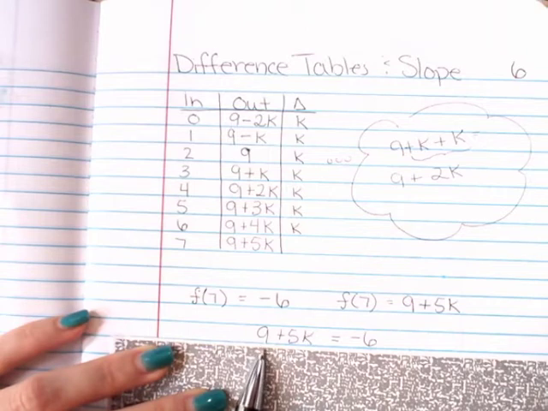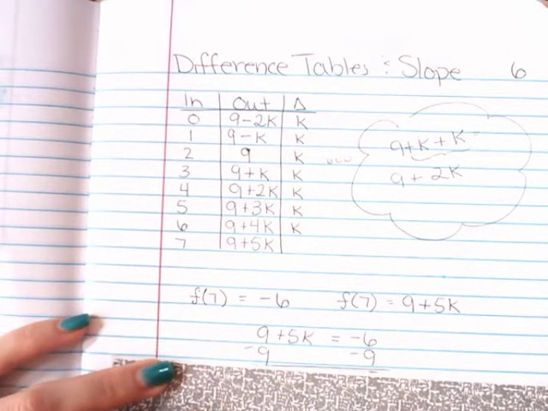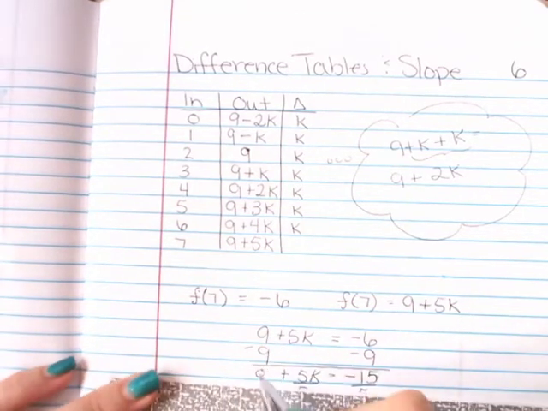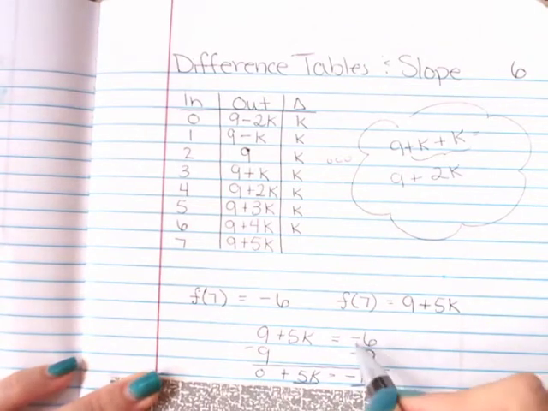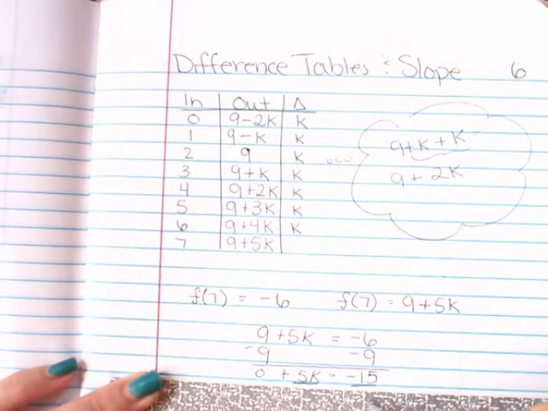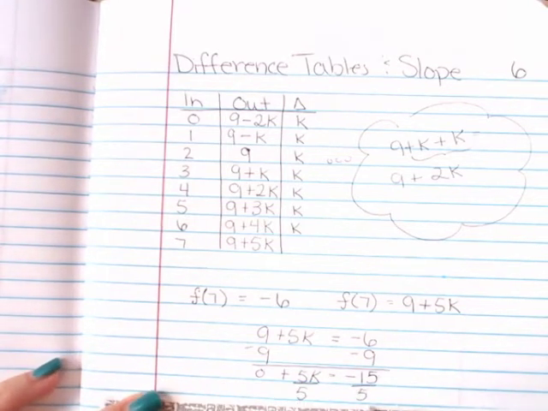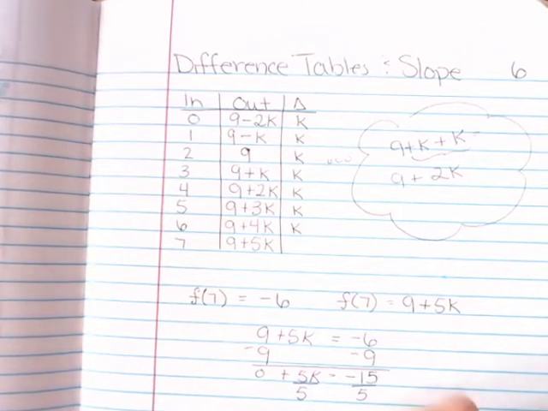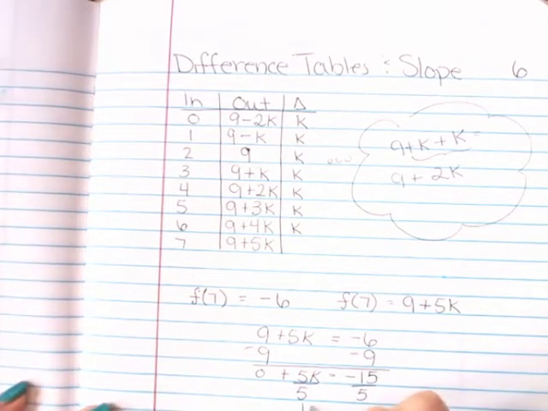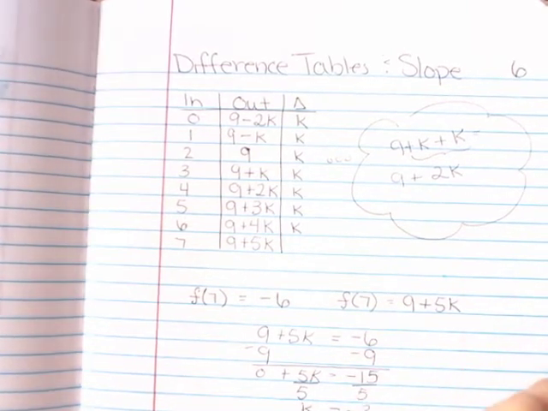So we don't want 9 here, we want 0. So to get from 9 to 0, we're going to subtract 9. We have to do that from both sides of our equation. So 9 minus 9 gives us 0, and negative 6 minus 9 gives us negative 15. We don't want to know what 5k is equal to. We want only 1k. So to get to 1k, we have to divide both sides of our equation by 5. And that will give us the value that k equals negative 3, because negative 15 divided by 5 gives us negative 3.